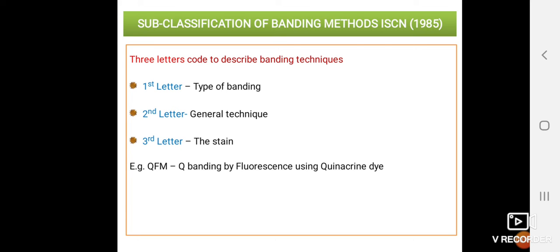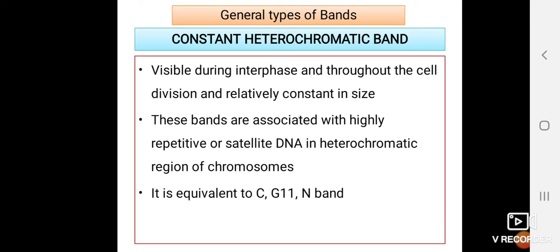In banding, people actually give a 3-letter code to designate what type of banding it is. They use the first letter for the type of banding, the second letter for the general technique used in banding, and the third for the stain used. For example, QFQ: Q banding by fluorescence using quinacrine dye. So that is Q banding. This is going to give an identification of that particular technique.